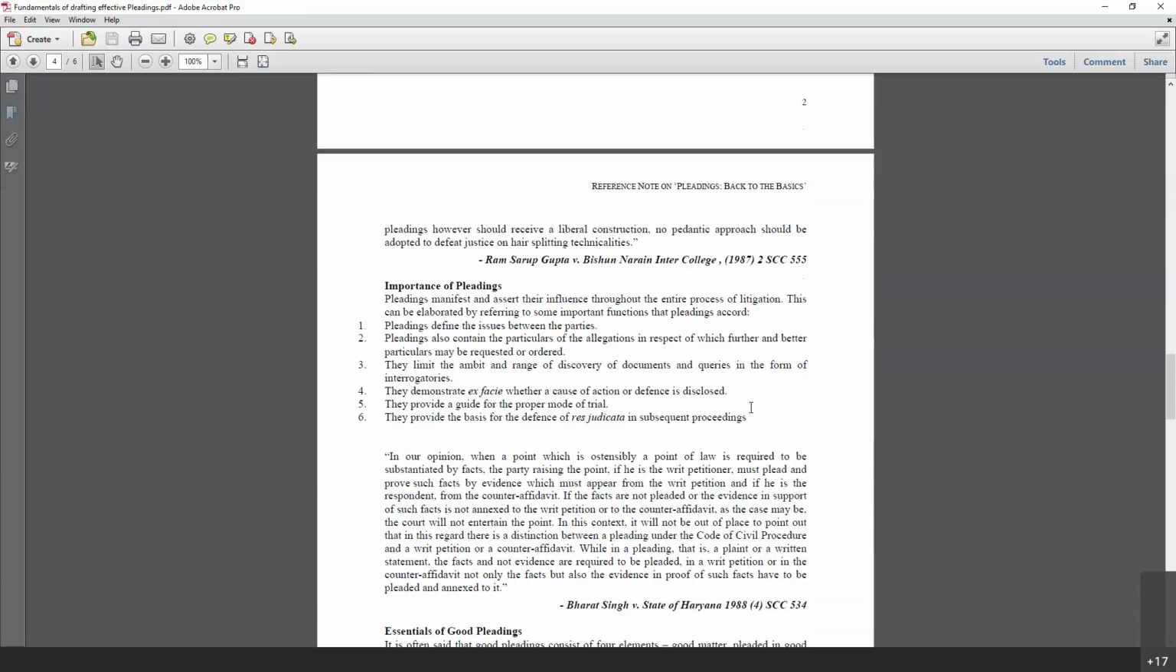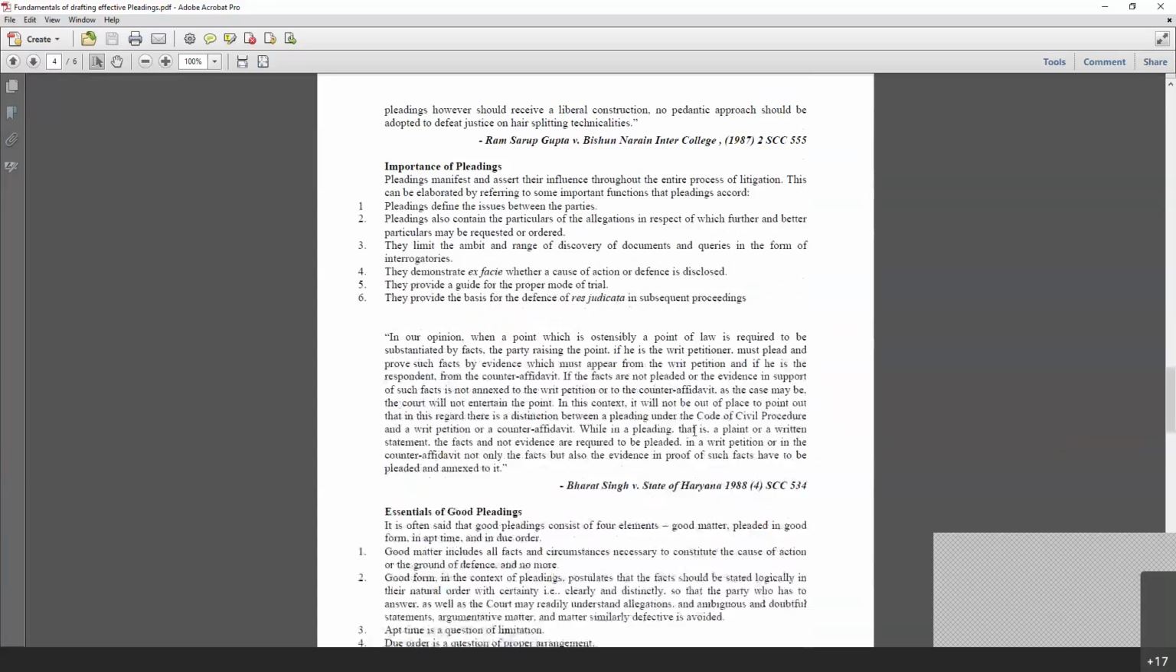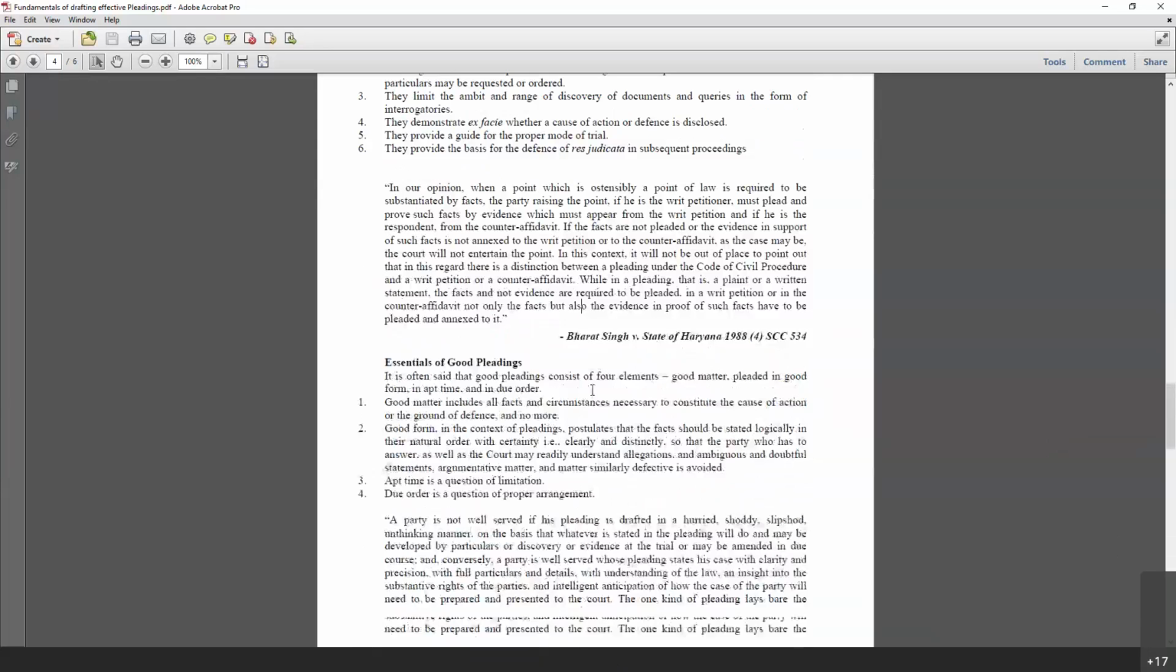Similarly, for Order 2 Rule 2, in the sense of whether this was part of the same transaction, and whether this was a relief you could have and should have taken in an earlier proceeding initiated between the parties or not. So these are very, very important aspects to be borne in mind when we talk about the importance of the pleadings. Obviously, whatever we are saying here is essentially replicated across the board in the subsequent case laws, which have been cited in this particular note.